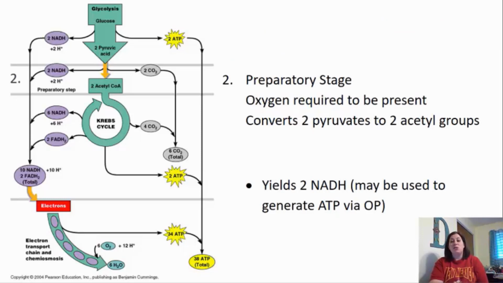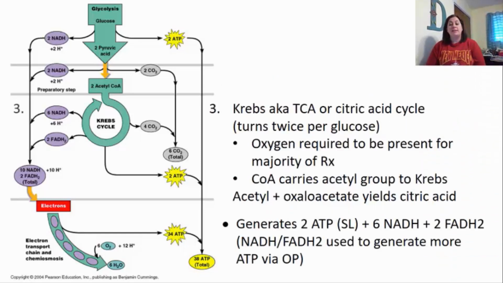We then see step 2 is what we call the preparatory stage. During the preparatory stage, oxygen is required to be present, but it's not going to be used. So oxygen is kind of like the ticket to get into stage 2, but it's not going to be used yet. In this case, though, we're going to convert the 2 pyruvates into 2 acetyl groups. This is going to allow them to go into the next stage, which will be the Krebs cycle. In this preparatory stage, no ATP is made, but it does create 2 NADHs. And recall that these 2 NADHs are going to be used later on to create ATP through oxidative phosphorylation in the electron transport system.